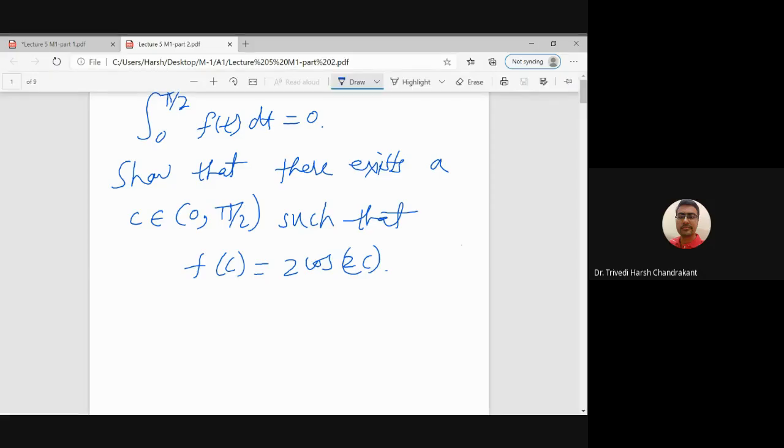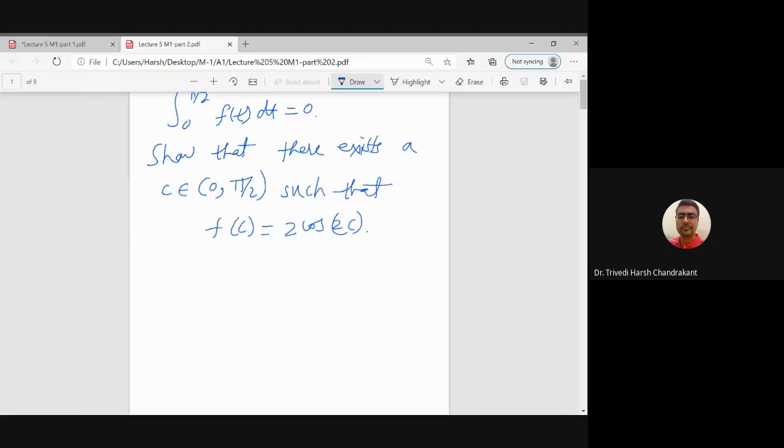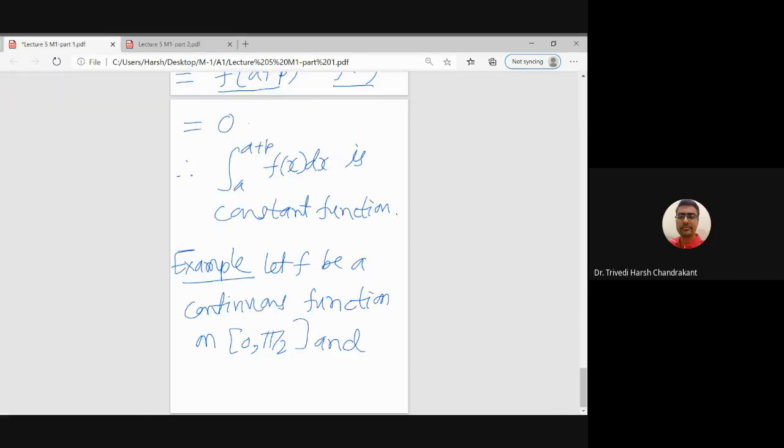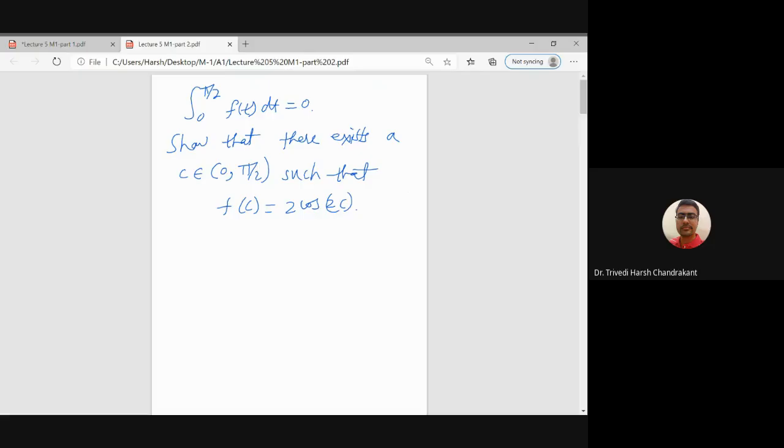So let us see the question again. So question is that f is a continuous function on closed interval 0 to pi by 2 and for which the area in the interval is 0 of the function. Then we want to prove that there exists a point c in the open interval such that f of c equal to 2 cosine 2c. So by the statement it seems that we are basically using kind of Mean value theorem, right? Because c is in the open interval.